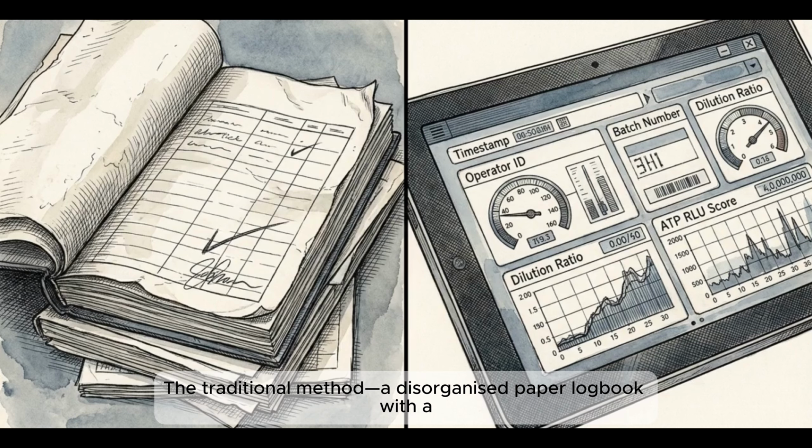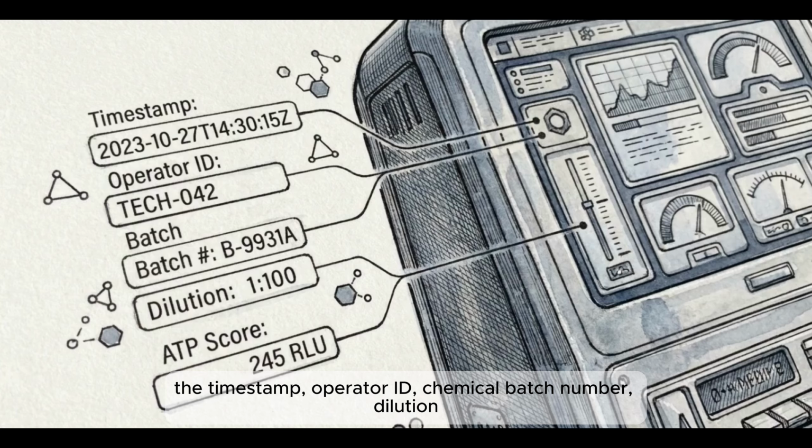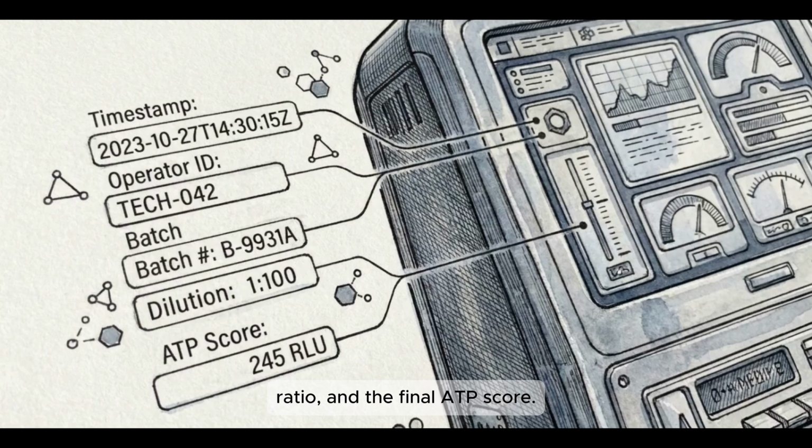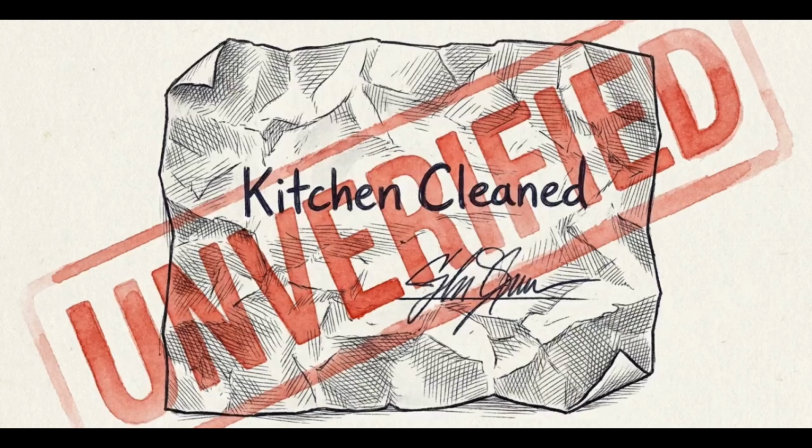The traditional method, a disorganized paper logbook with a single vague tick, is consistently rejected by regulators. Compliant reporting requires a structured digital dashboard detailing the timestamp, operator ID, chemical batch number, dilution ratio, and the final ATP score. A piece of paper that just says "kitchen cleaned" with a signature tells an auditor absolutely nothing about the efficacy or safety of the operation. Ultimately, it is an assumption, not actual proof.